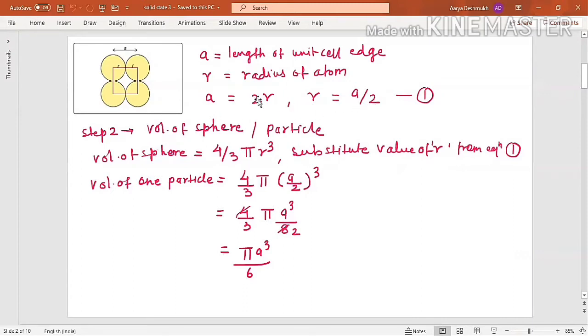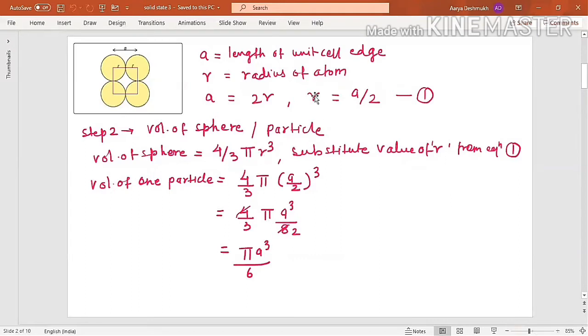Now in the second step, once we have the radius, we can find the volume of the sphere, the constituent particle of the unit cell. We know that the volume of the sphere equals 4 by 3 pi r cube. This is a known thing; you are aware of this mathematically. Now substitute the value of r from equation 1. So the volume of one particle will be 4 by 3 pi, with the value of r substituted in r cube.